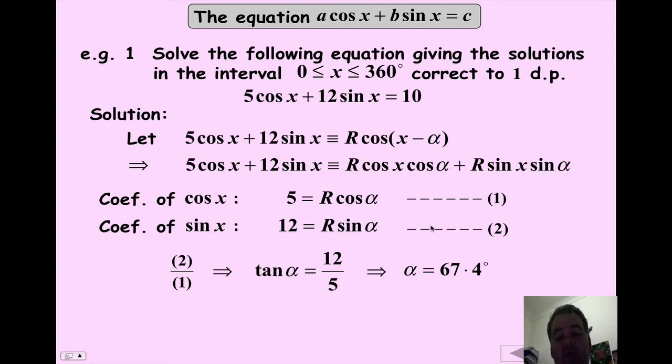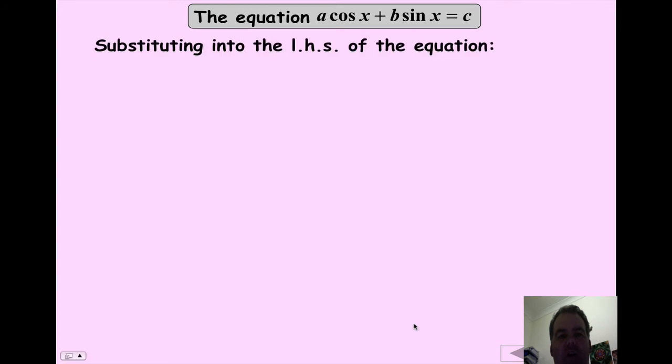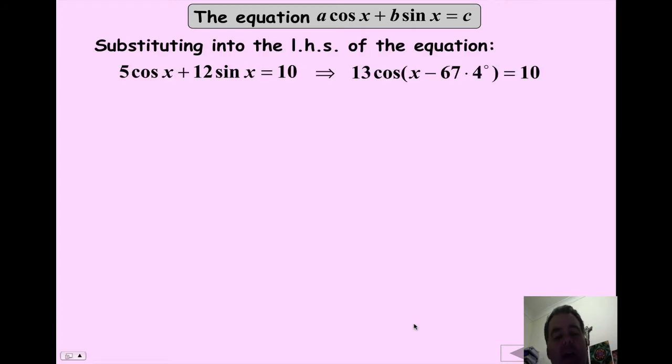Once again, we're only interested in the angle between 0 and 90 to start with. And r is going to be the square root of 5 squared plus 12 squared. And that little shortcut always works. If you look at the coefficients of these two terms, square them, add them, take the square root, just kind of like Pythagoras' theorem, and that gives you the value of r. So now, the equation goes from that to that.